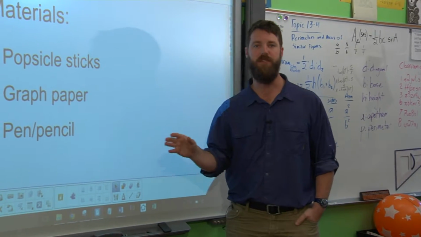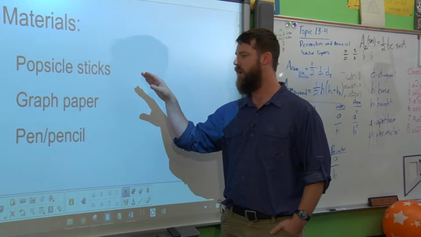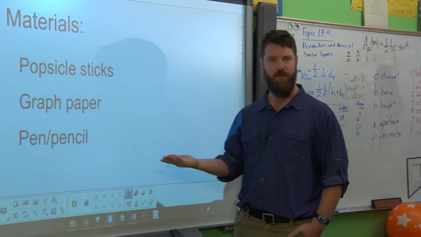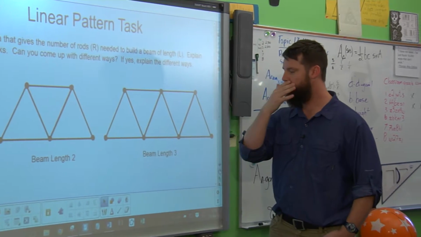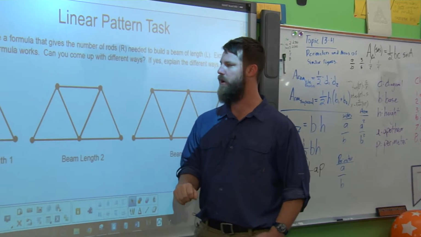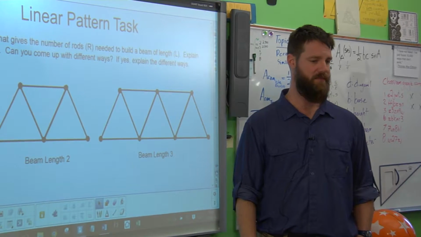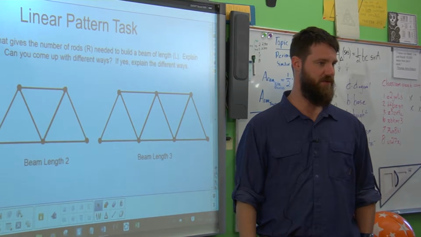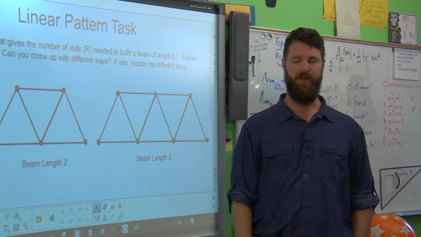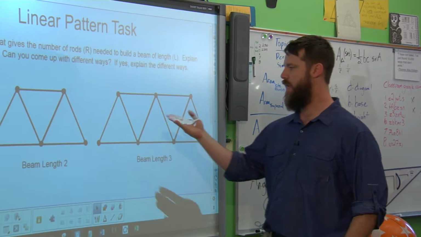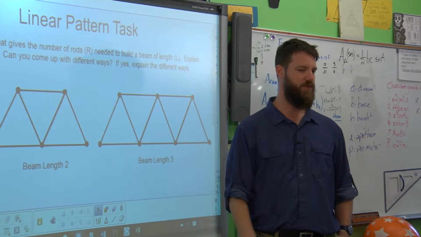Materials we'll be using for this lesson include popsicle sticks, some graph paper, and something to write with. So here's your task. We'll start with create a bridge with a base beam of 1. Great. How many popsicle sticks have you used? 3. Very good. Now create a bridge with a base length of 2.